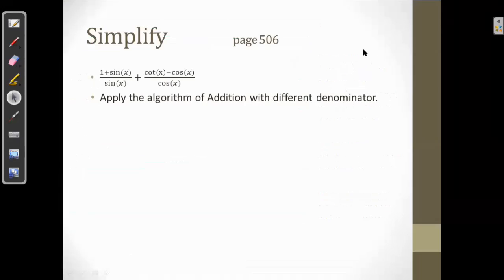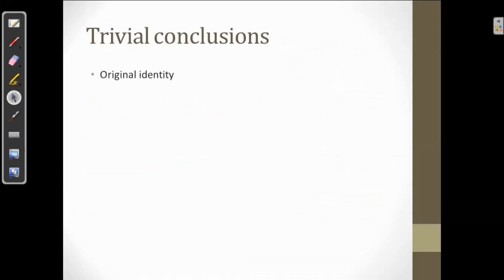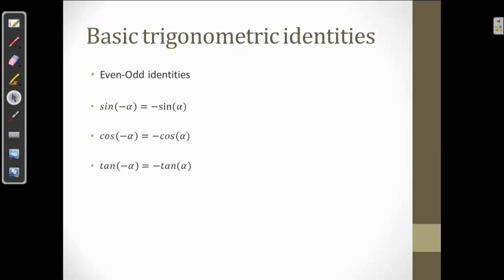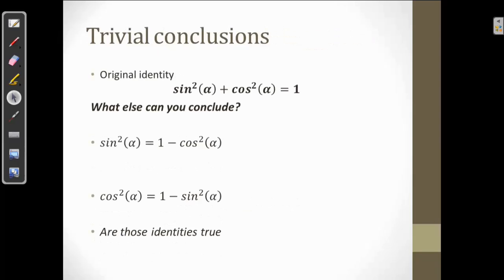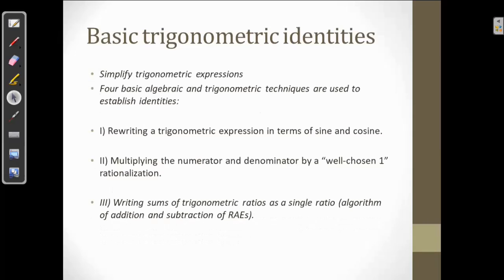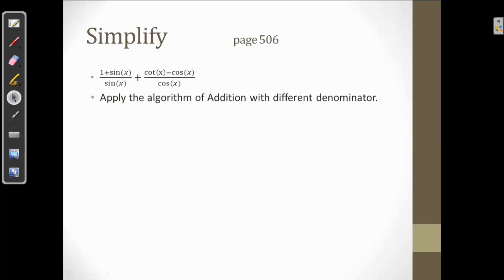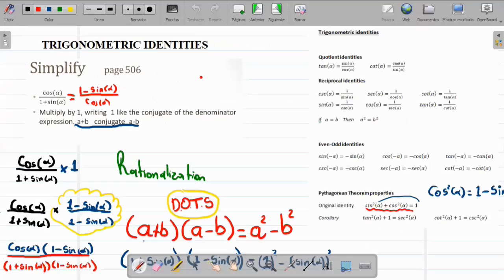So if you don't remember, here it is. There are 4 techniques that will be useful, and the first is write everything in terms of sine and cosine, okay? And right now we're going to apply the third one, which is write sums or subtractions of ratios as one expression. That's what we want to do with this exercise. So the first thing, again, is write everything in terms of sine and cosine, okay?